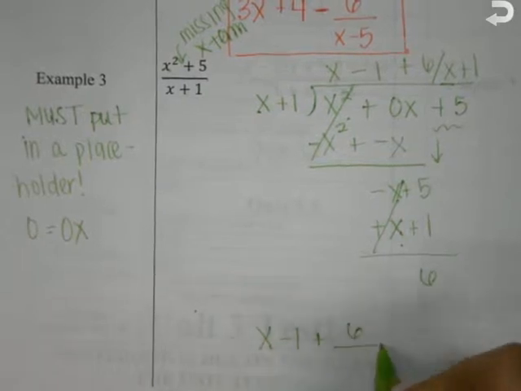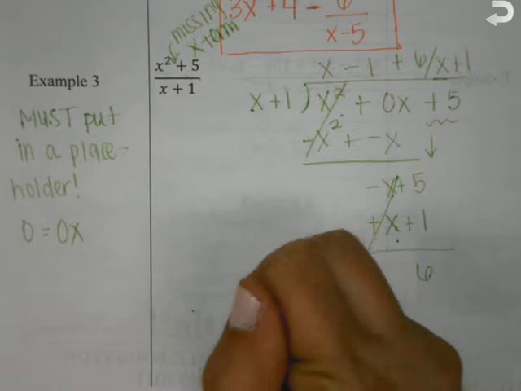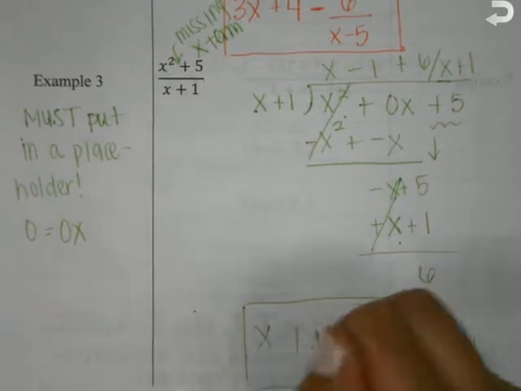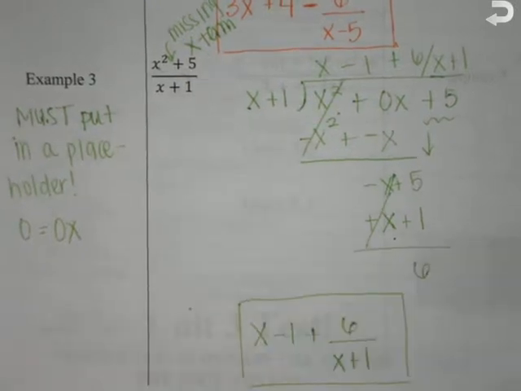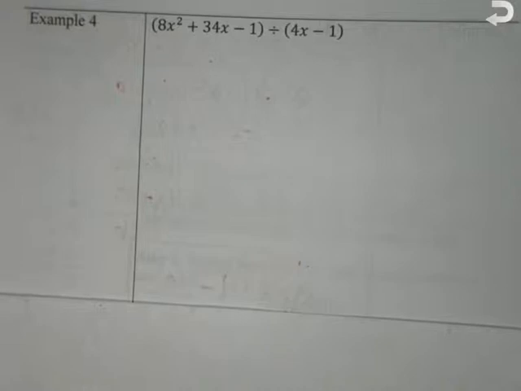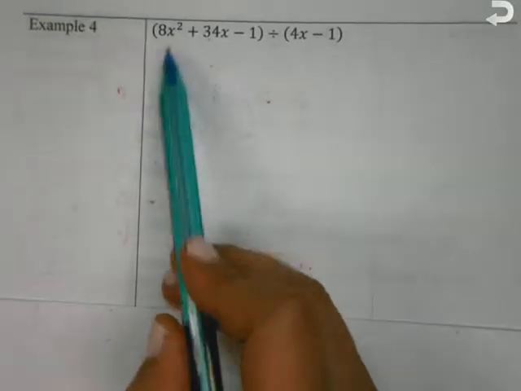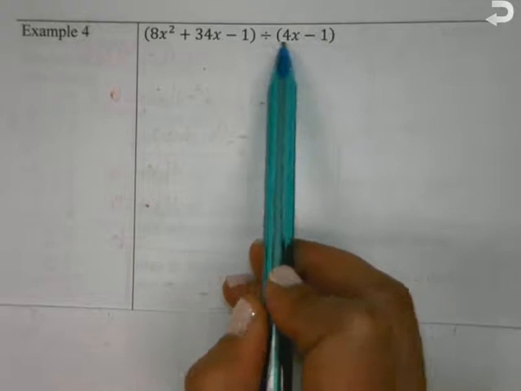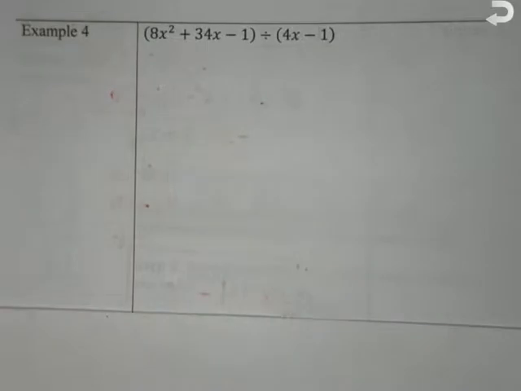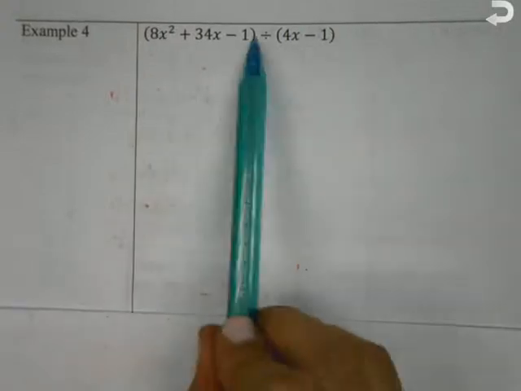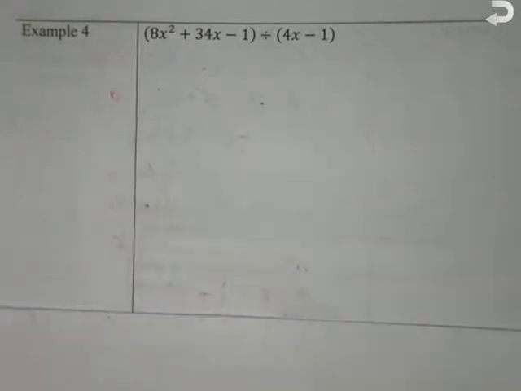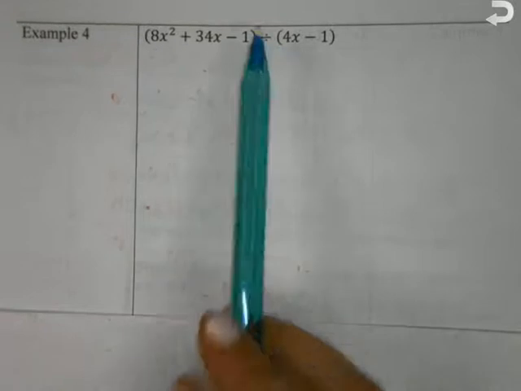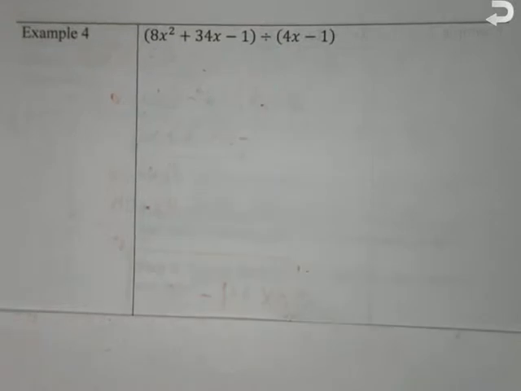So example 4, we have 8x squared plus 34x minus 1 divided by 4x minus 1. So let's first set it up. Don't try doing it on your notes yet. What goes on the outside? 4x minus 1. Quick check of our terms. Am I missing any terms in either the divisor or the dividend? No, no missing terms. So let's first rewrite it. 4x minus 1 goes into 8x squared plus 34x minus 1.